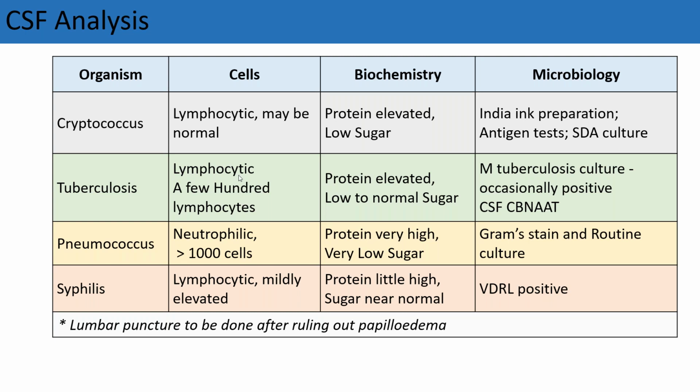to 200s to up to 500. The CSF protein is usually elevated and the sugar is low to normal. You may get a CB-NAT positive in the CSF.